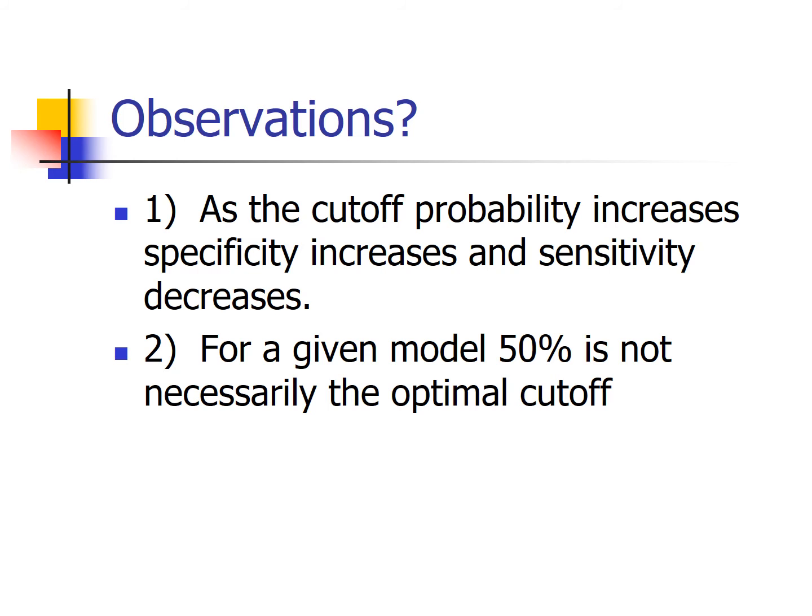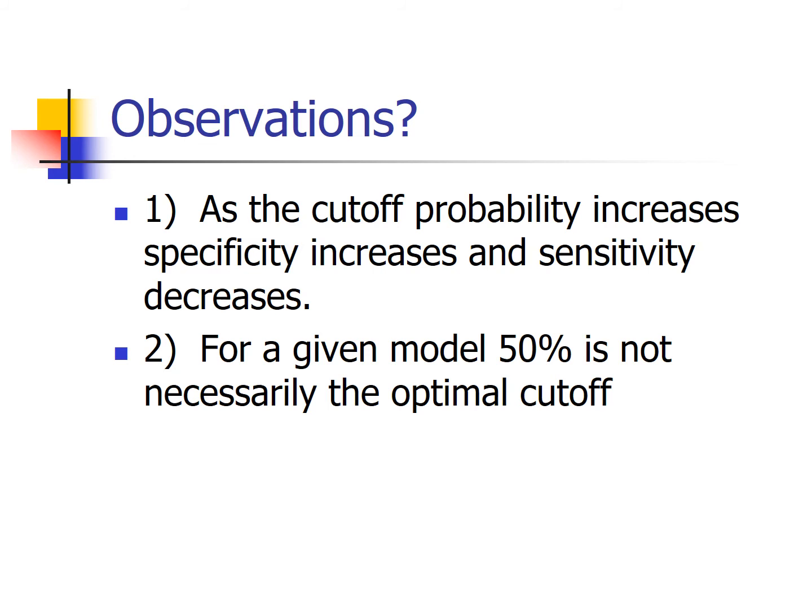So we have three tables, right? We had a 30% table, a 50% table, and a 55% table. And if we listed the sensitivities and specificities of those three tables in that order, 30, 50, 55, we would see what? We would see that as that cutoff probability is increasing, as we're going from 30 to 50 to 55, we're seeing two things.